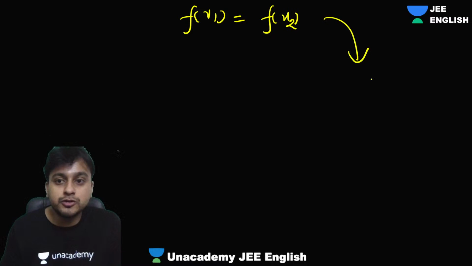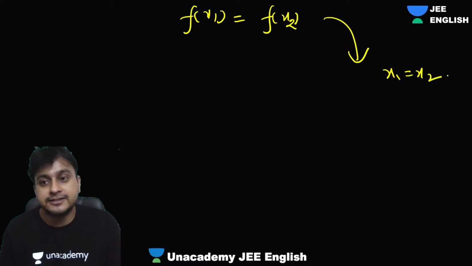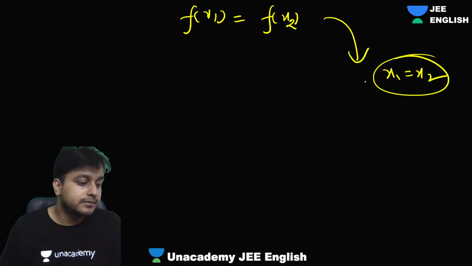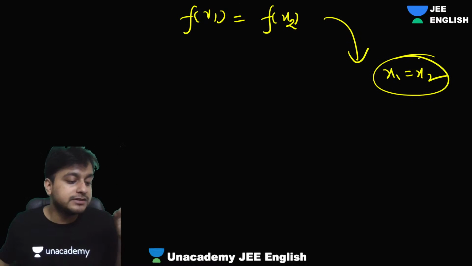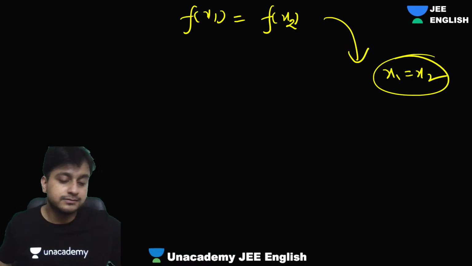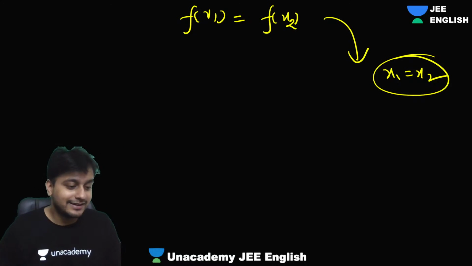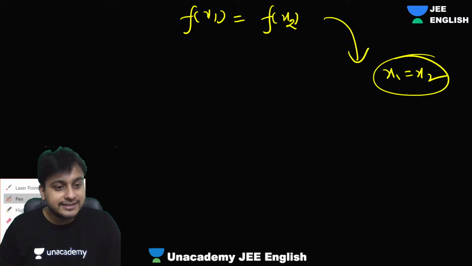From this, the outcome should be only what? x1 equals x2. That's it. No other outcome. If any single other outcome is there, then we will say that it is not one-one. Okay. So let's see. Guys, let's equate it.